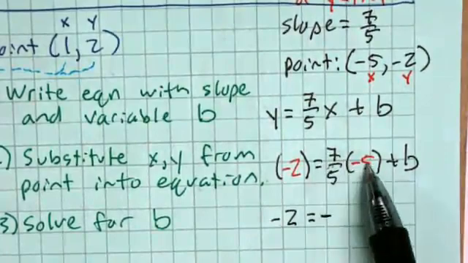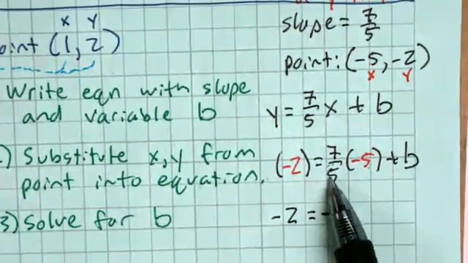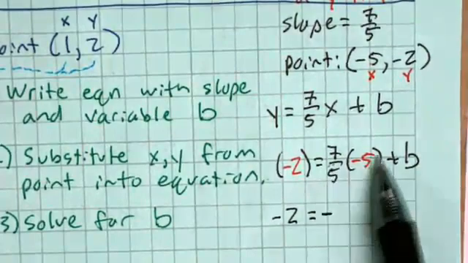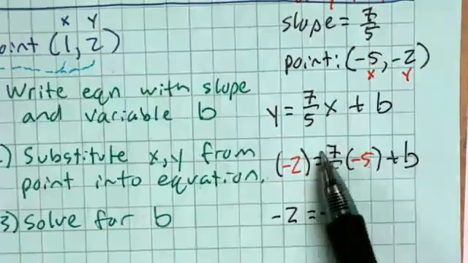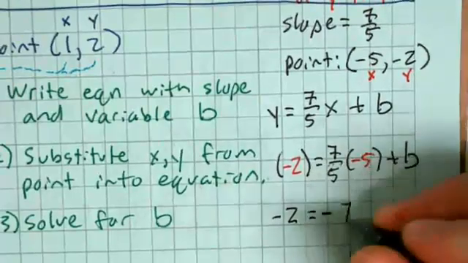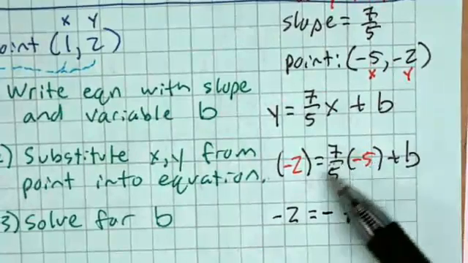So think about this 5. What is 5 divided by 5? 5 divided by 5 is what? 1. 5 divided by 5 is 1 times 7. What's 1 times 7? 7. I got that mentally by going 5 divided by 5 times 7.